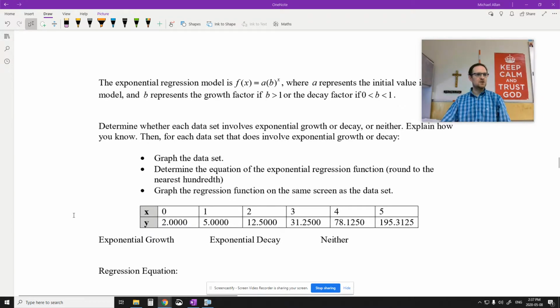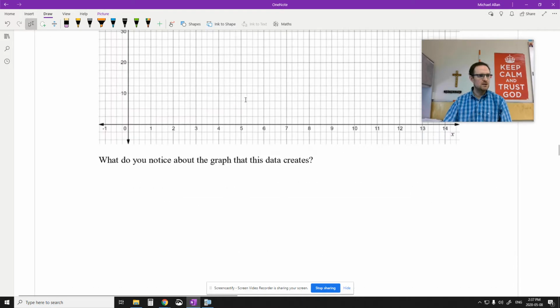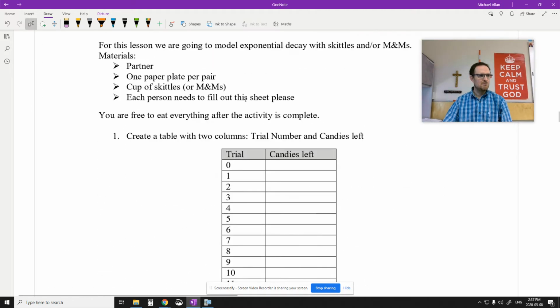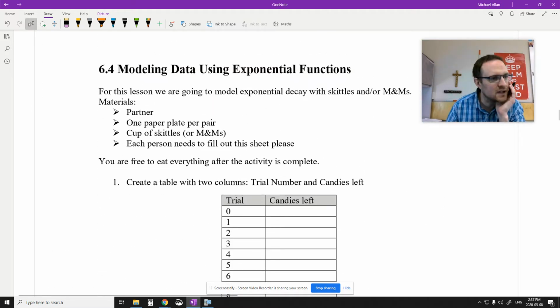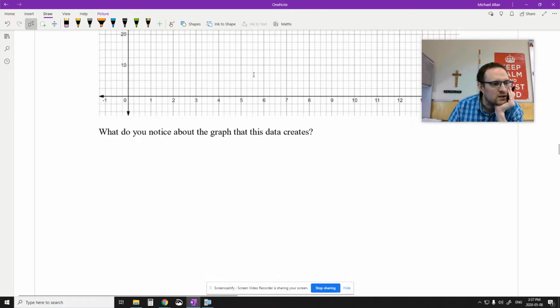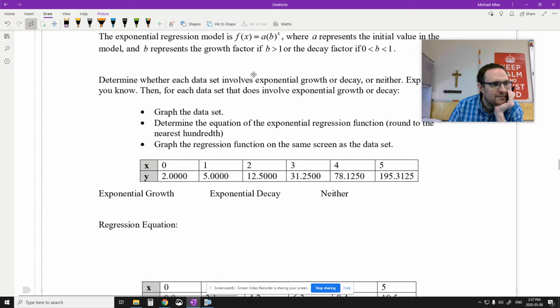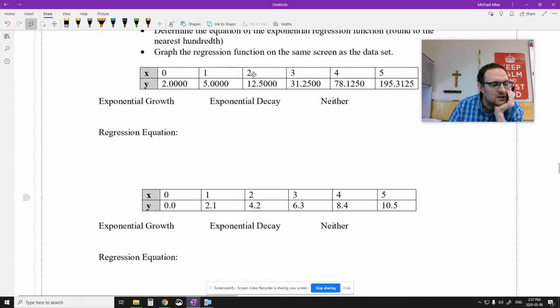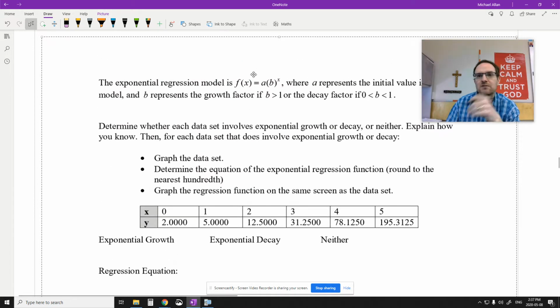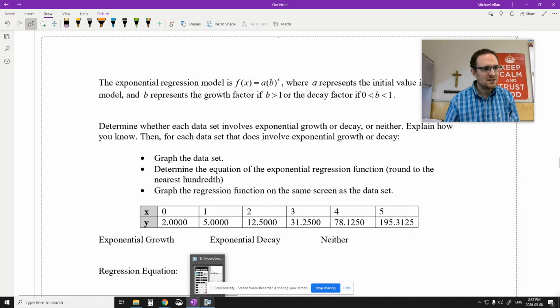Welcome back, Math 30-2. So today we are going to do modeling data using exponential functions. So we are going to do just kind of regressions, really. We're just going to do similar regressions that we've done before. I'm going to show you both ways on the TI calculator and the Desmos.